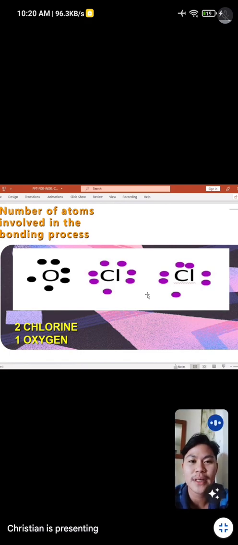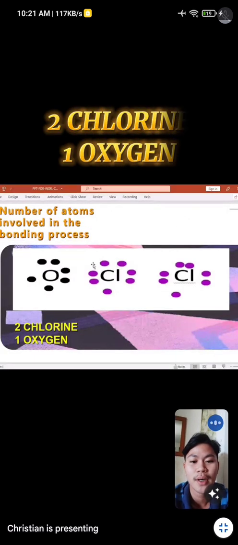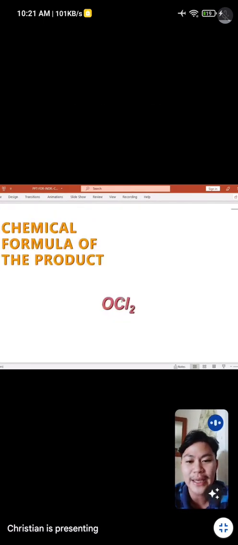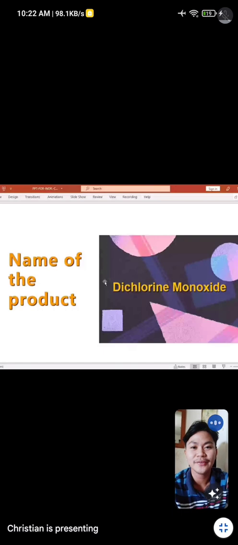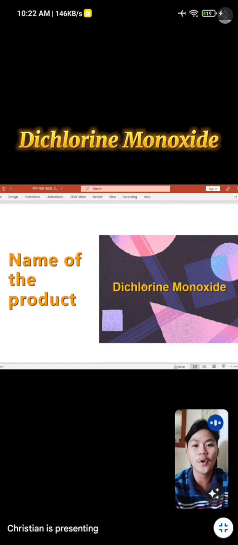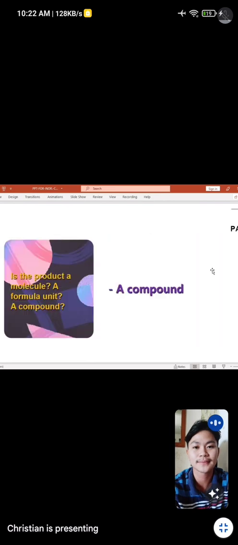Number of atoms involved in the bonding process. As you can see, there are 2 atoms of chlorine and 1 atom of oxygen. Chemical formula of the product. The chemical formula of the product is OCl2. The combination of 2 atoms of chlorine and 1 atom of oxygen is called dichlorine monoxide. So is the product a molecule, a formula unit, or a compound? So the dichlorine monoxide is a compound.